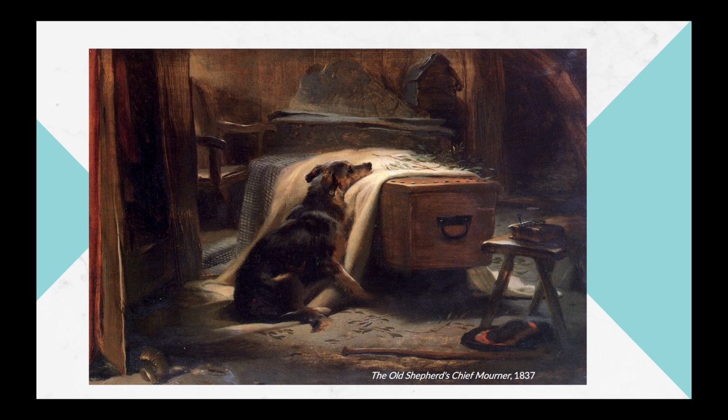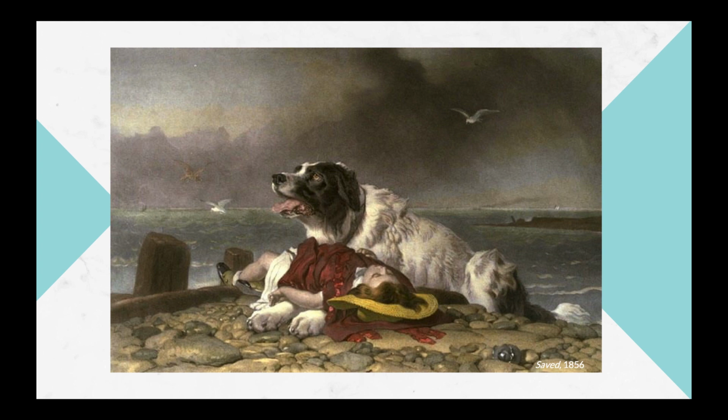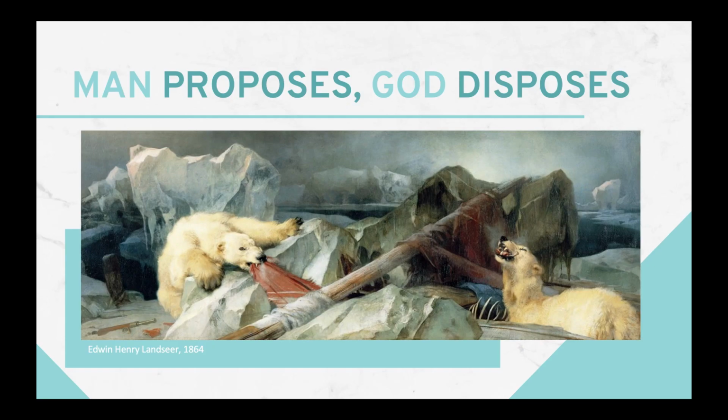The dog's head rests mournfully on the casket, which is draped in a woolen blanket, sending the shepherd off to his new pasture with both his sheepdog and his sheep. In 1856, Saved, we see his beloved Newfoundland breed having rescued a drowning child. In both images, we see themes of loyalty, obedience, bravery, as well as a darkness that's seen in much of Landseer's future works. That brings us to 1864's Man Proposes, God Disposes.